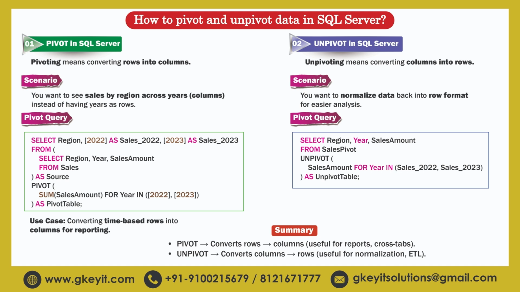Coming to the summary of pivot and unpivot: pivot converts rows into columns. It is useful for reports and crosstabs. And unpivot converts columns into rows. It is useful for normalization and ETL processes. Let's see these things practically in SSMS.